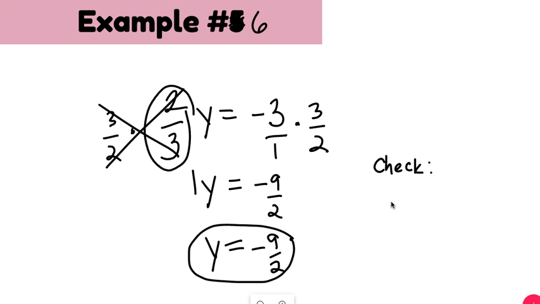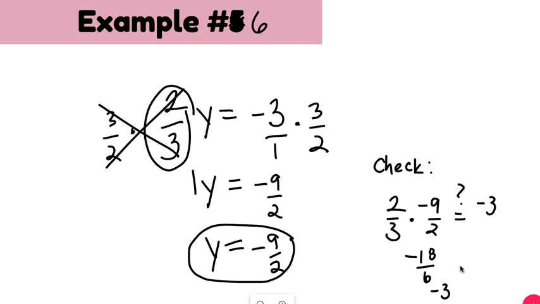Check. 2/3 times -9/2. Does it equal -3? When I multiply, I get -18/6, which equals -3.